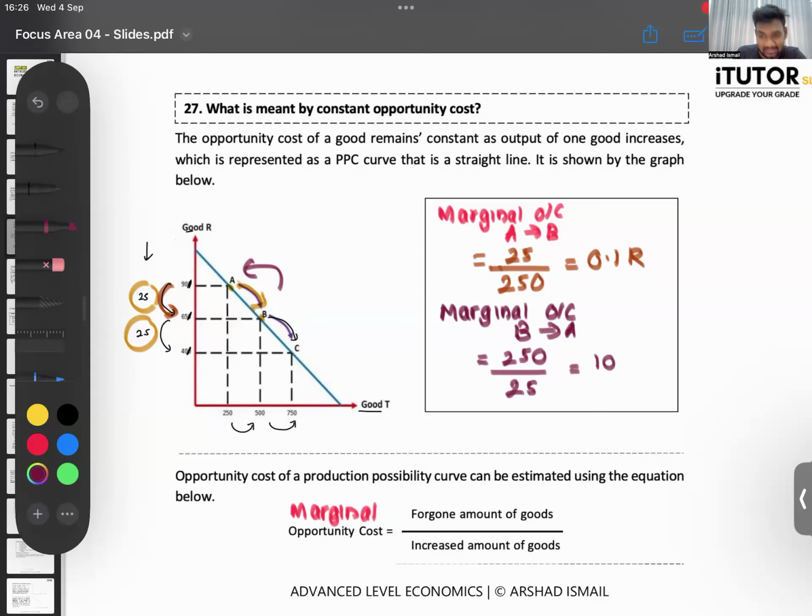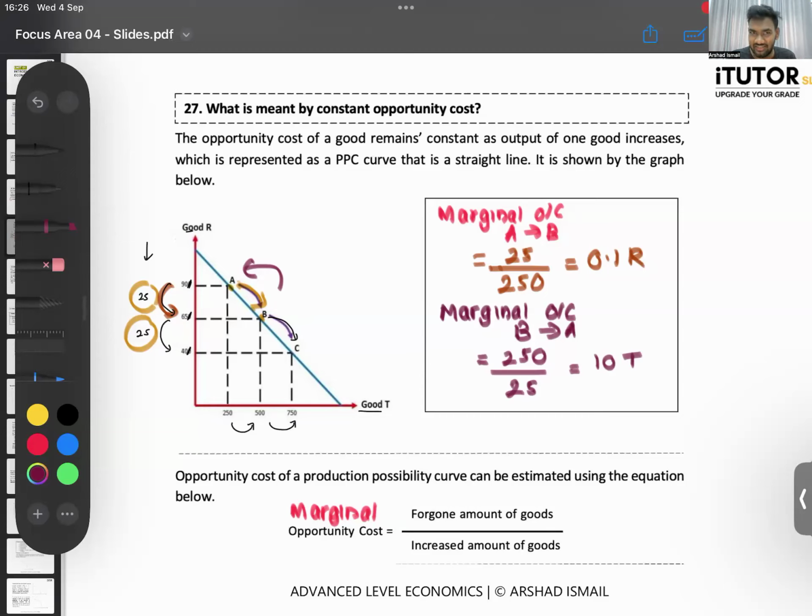10 what? Remember, when you're writing answers, write a complete answer. Don't say 10. In the chat box, it's okay. When you're writing in your paper, give a complete answer. That's the small things that you have to learn in the revision class. 10 what? 10 T. It is more correct and more complete to say 10 units of good T. So that's constant opportunity cost.